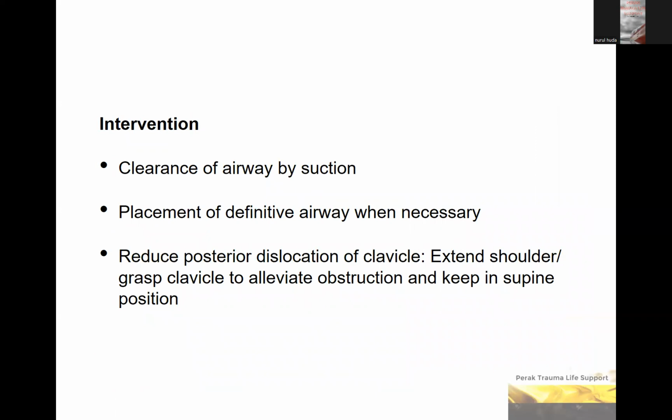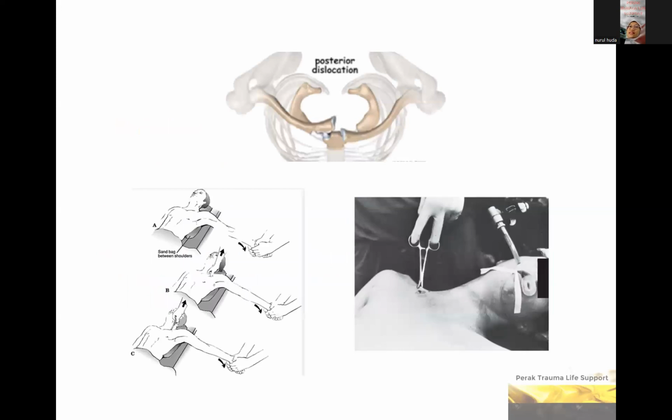Then if we find that there is an airway obstruction, we have to do an intervention: clear the airway by performing suction and placement of a definitive airway when necessary. And when you notice that there is a posterior dislocation of the clavicle, then we have to perform a closed reduction by doing abduction and extension of the shoulder. If we fail, then we have to grab the clavicle to alleviate the obstruction and keep the patient in supine position. Usually post reduction, the dislocation will be stable.